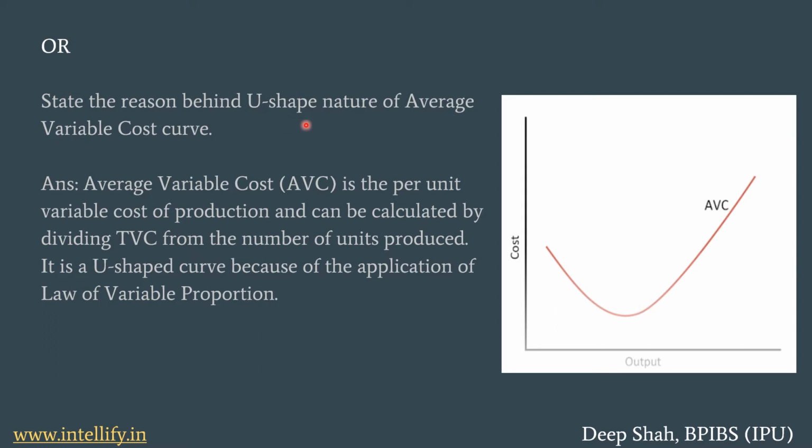State the reasons behind the U-shaped nature of the average variable cost curve. Answer. Average variable cost, AVC, is the per unit variable cost of production and can be calculated by dividing TVC by the number of units produced. It is a U-shaped curve because of the application of the law of variable proportion. So in the diagram we can see the U shape of the average variable cost curve.